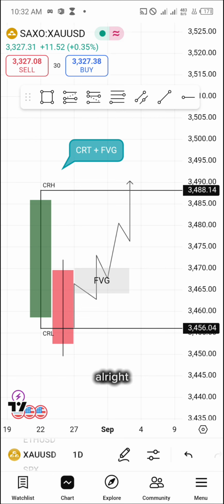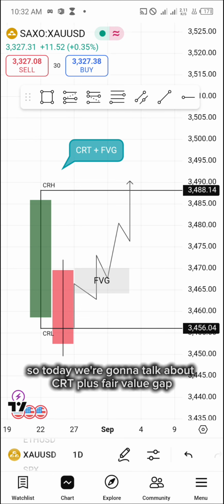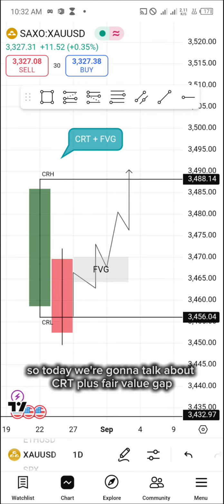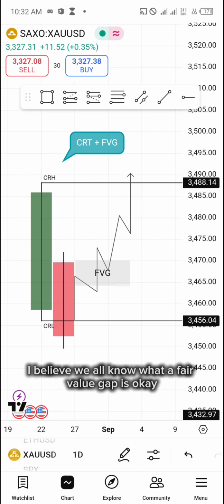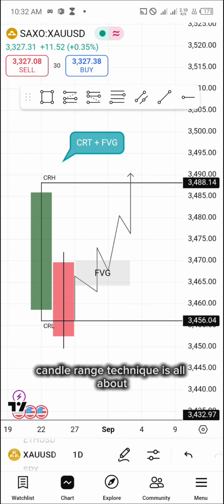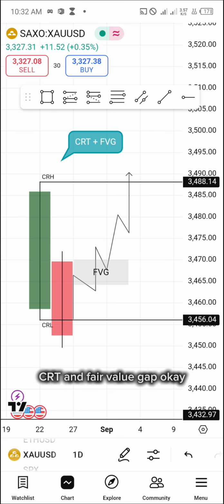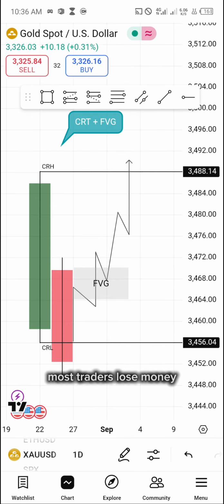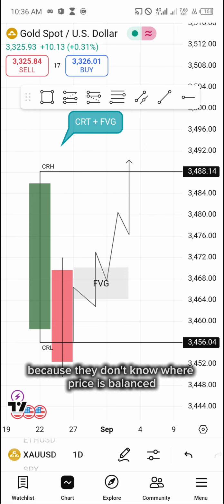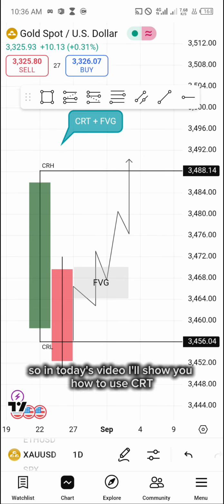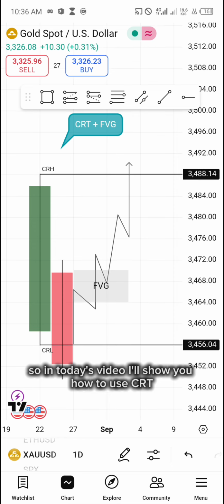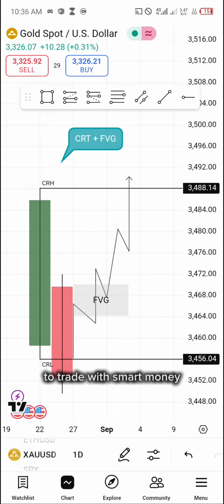Alright, so today we're going to talk about CRT plus fair value gap. I believe we all know what a fair value gap is, and some of us also understand what candle range technique is all about. But right here, I want to break down how I trade using CRT and fair value gap. Most traders lose money because they don't know where price is balanced and where it's not. So in today's video, I'll show you how I use CRT with fair value gap to trade with smart money.